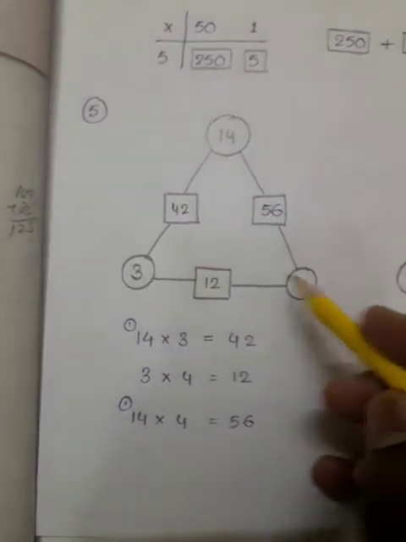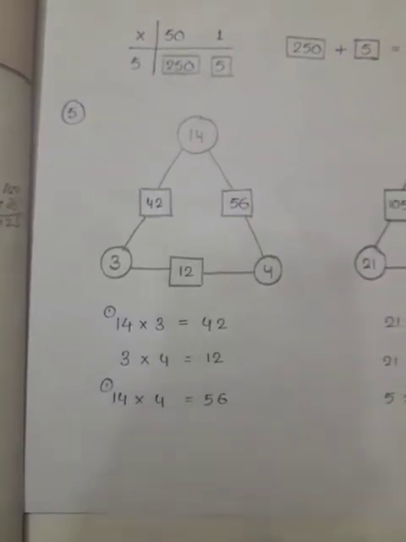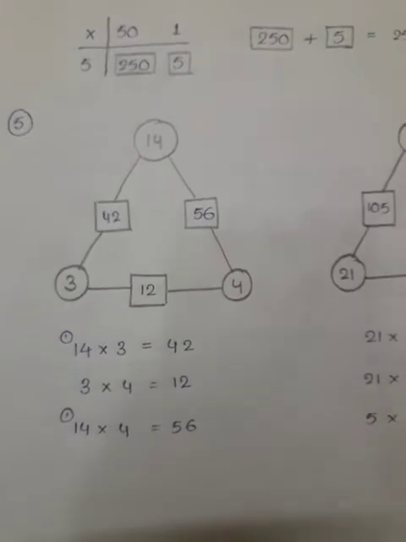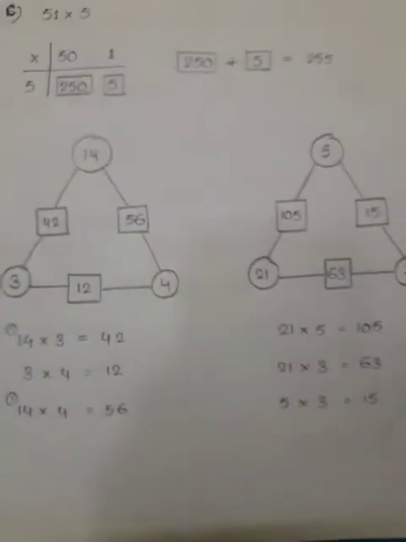3 multiplied by 4 is 12 here. 4 multiplied by 14, that means 14 multiplied by 4 is 56. Write it in the middle. Like 4 4s are 16, 6 and 1 carry, 4 ones are 4, 5.